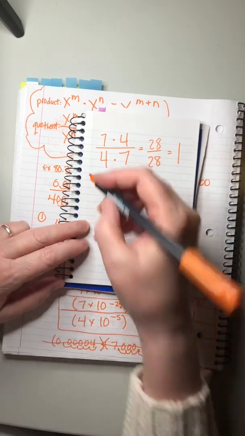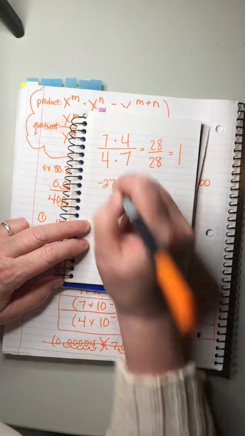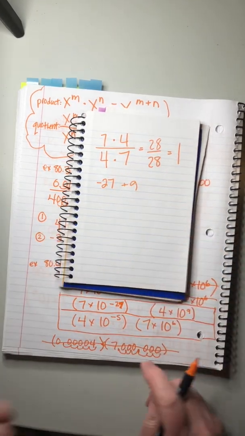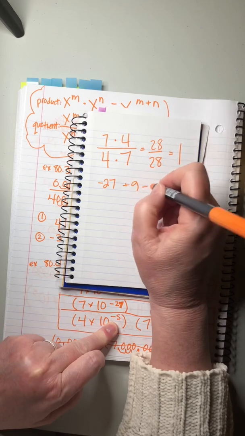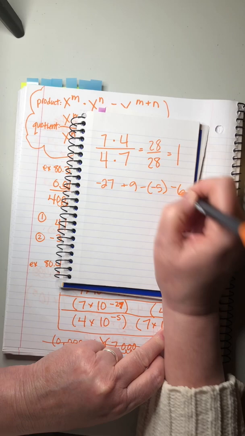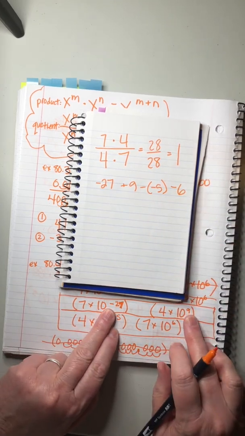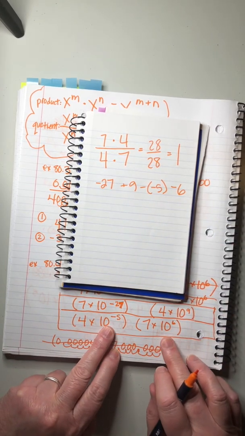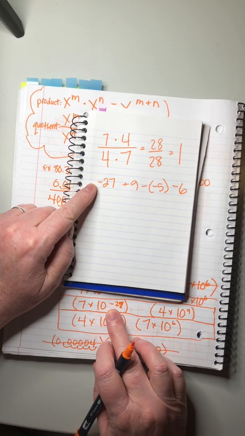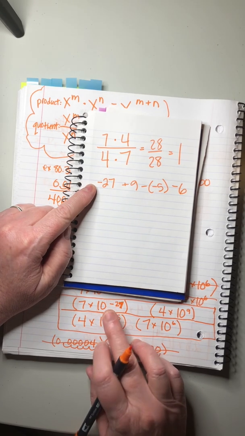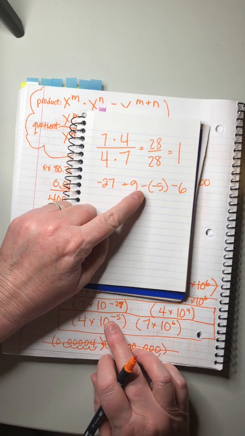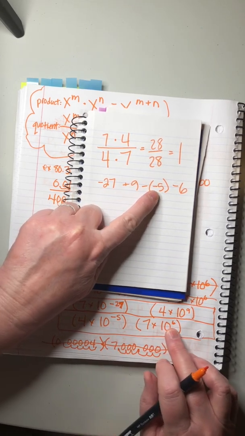Now the way that we do that is it's going to be minus 27 plus 9. And then we have to subtract the ones that are in the basement. Minus a minus 5, minus 6, right? So we add the ones in the top and subtract the ones in the basement. That minus sign was already there, so I didn't put that there. That was just the number there. I add the 9, I subtract the minus 5, and I subtract the 6.